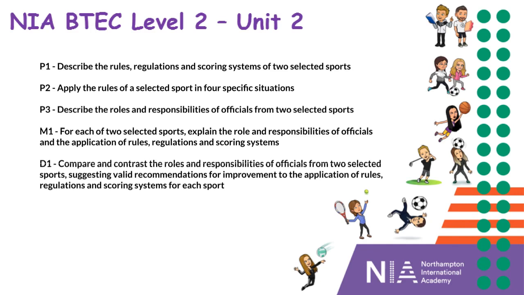So first of all, in order for you to get a pass, you need to complete these three sections. So Pass 1 is describe the rules, regulations and scoring systems of two selected sports. Now, these two selected sports, it's really important that you're familiar with these sports. You have a very good interest and strong interest in the two sports, and preferably you're playing these outside of school. Later on, within this unit, you're then going to have to perform in these sports, and also this can then link into Unit 3, where you're creating a personalised exercise program as well.